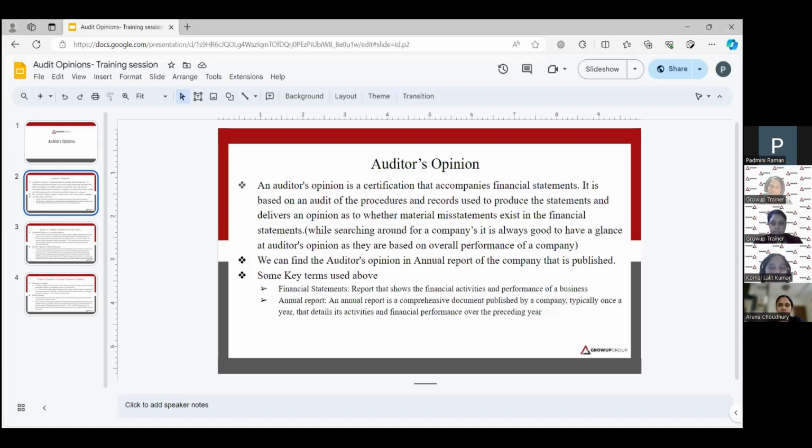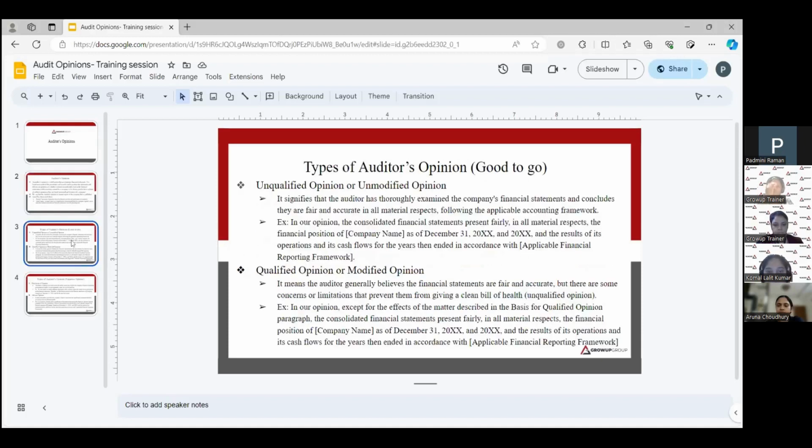Because auditor's opinion is like a certification, to say in layman language, a certification given by the auditors on the financial performance of the company. So let us go. This is about auditor's opinion. What are the types of auditor's opinion? There are two.